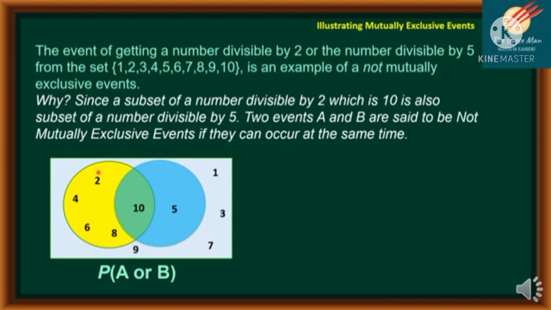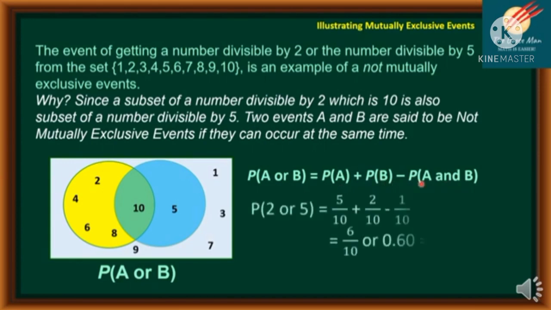Moving on, if you want to find out the probability of A or B, that is the probability of A plus the probability of B minus the probability of A and B. So we have here, in symbols, the probability of 2 or 5. Looking at our Venn diagram, there are 5 elements out of 10, so 5 over 10.